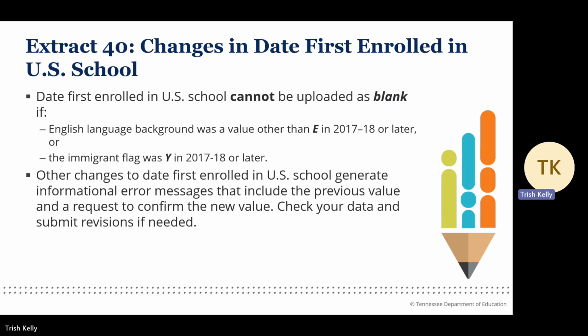Extract 40, changes in date first enrolled in U.S. school. Date first enrolled in U.S. school cannot be uploaded as blank if English language background was a value other than E in 2017-18 or later, or the immigrant flag was yes in 2017-18 or later. Other changes to date first enrolled in U.S. school generate informational error messages like those we discussed just a moment ago. The message will include the previous value and a request to confirm the new value. Check your data and submit revisions if needed.